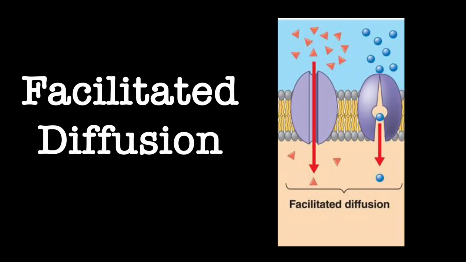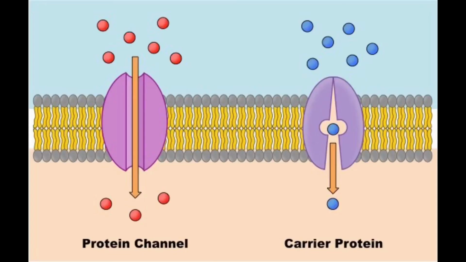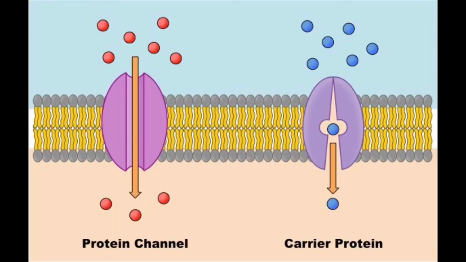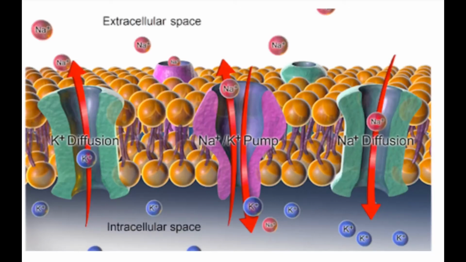Another type is facilitated diffusion, which is diffusion helped through a membrane transport channel. There are many different types of channels that function this way, but they all serve specific molecules, thus each having specific functions that correspond. To illustrate this concept, let's look at this illustration depicting the cell membrane.